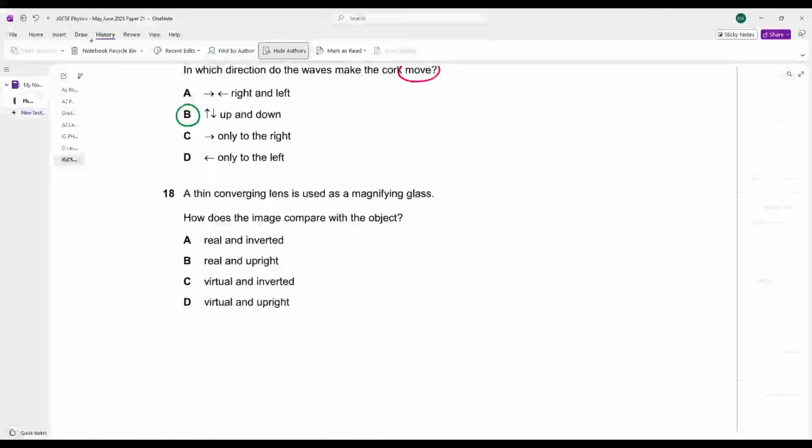A thin converging lens is used as a magnifying glass.